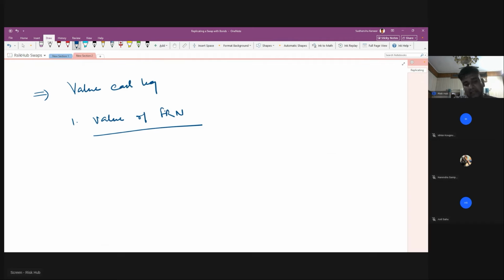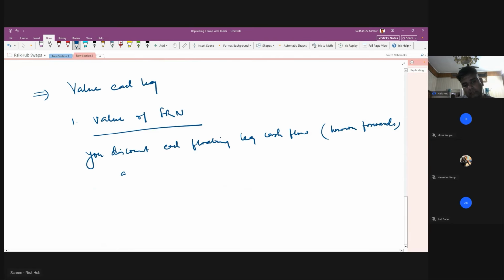Between reset dates, you may have accrued but unpaid interest, but more generally you discount each floating leg cash flow, which is also known as your forwards, at the OIS spot curve to get the bond value of the float.